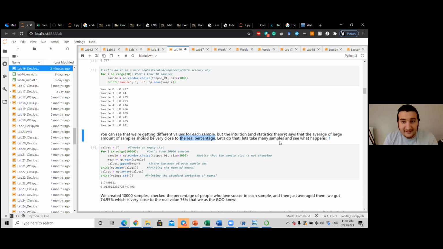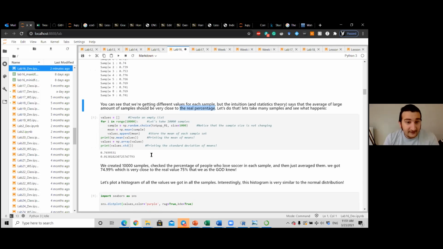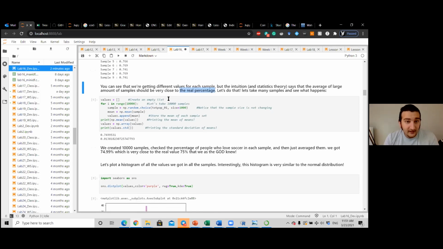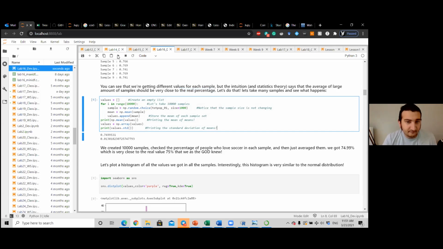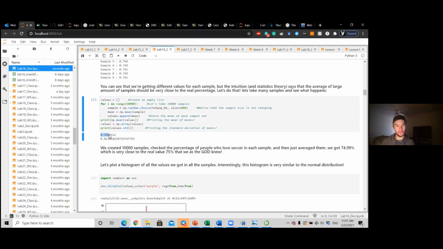Let's make many samples and see what happens. So in this code block, I am taking 10,000 samples with a size of 1,000. So in each sample set, I am asking the opinion of 1,000 Italian people, and I'm calculating the percentage. What number did I get? Rounded to 0.75. Is it quite close to the population mean?